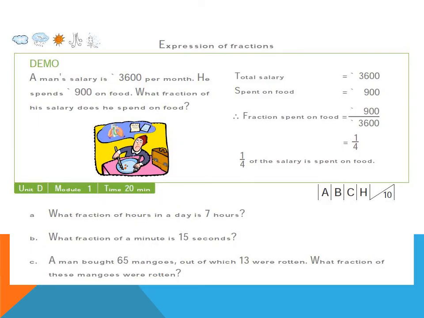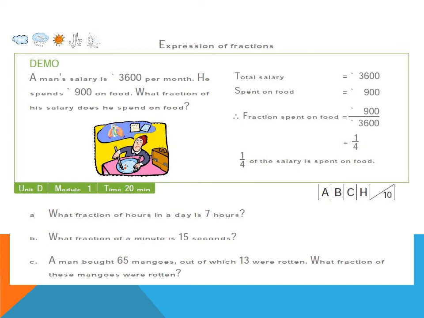So the first module, expression of fractions. A man's salary is 3,600 per month. He spends 900 on food. What fraction of his salary does he spend on food? So the answer will be: total salary equal to 3600, spent on food equal to 900. Fraction spent on food will be 900 divided by 3600.